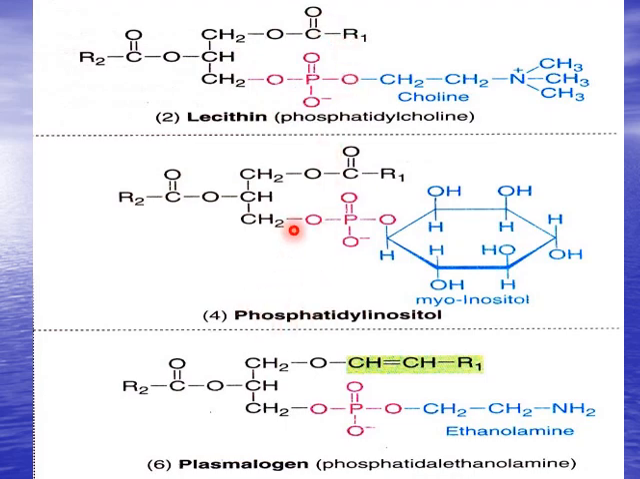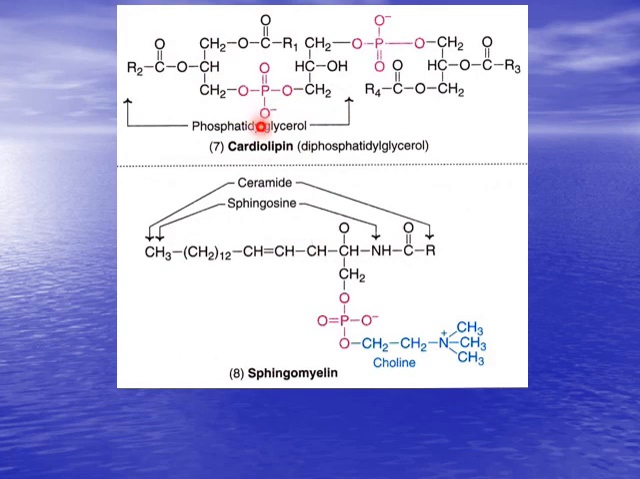This is the structure of phosphatidyl inositol where myoinositol is attached to the phosphate group of the phospholipid. This is the structure of plasmalogen or phosphatidyl ethanolamine where ethanolamine is attached to the third hydroxyl group of the glycerol, and there is an alkenyl chain attached with ether linkage to the first hydroxyl group of the glycerol. This is the structure of cardiolipin or diphosphatidyl glycerol where two molecules of phosphatidic acid are attached with each other.